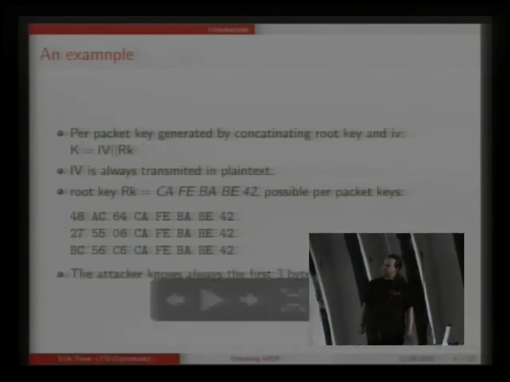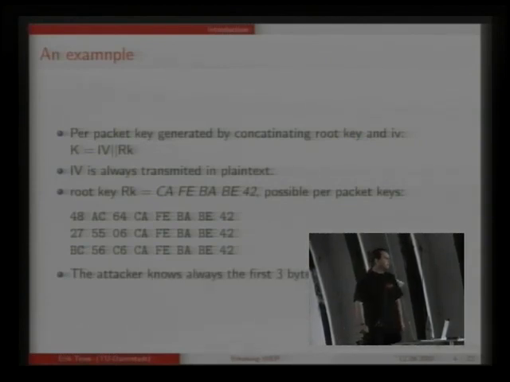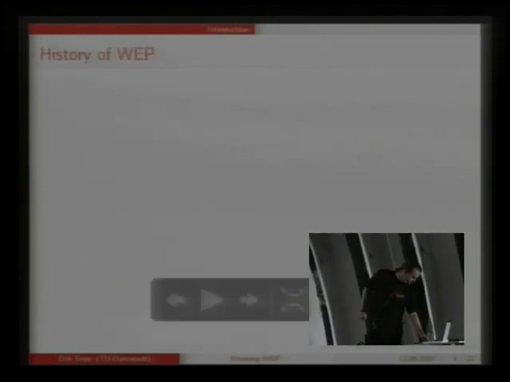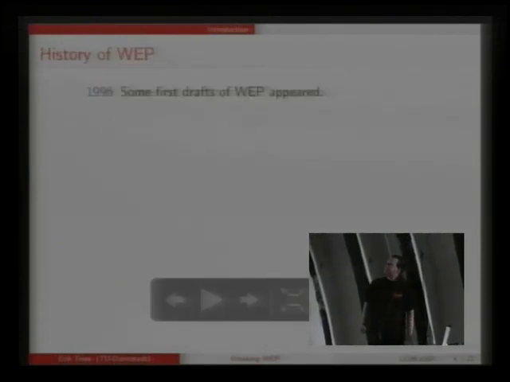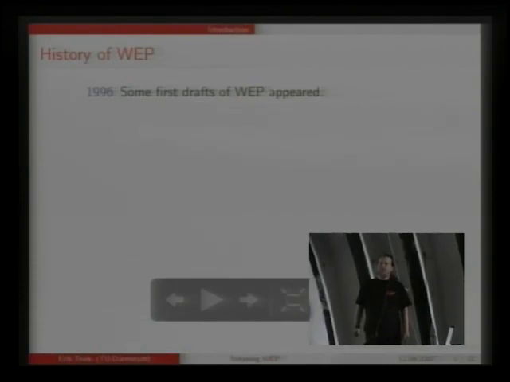And that means that if you try to attack a single per-packet key, as an attacker, you always know the first 3 bytes of the key, because this is the initialization vector, and this is transmitted in clear text. So let's have a look at the history of how the WEP protocol appeared.